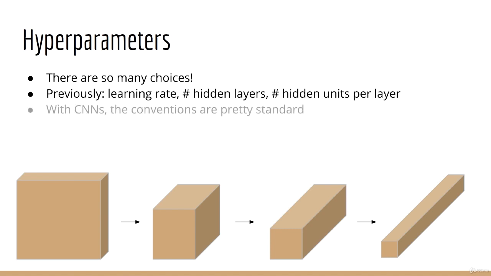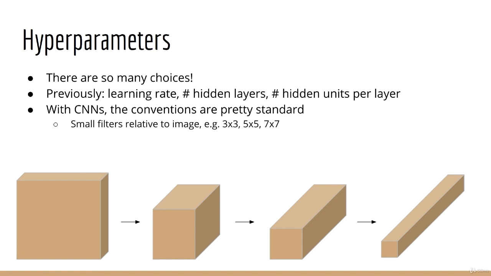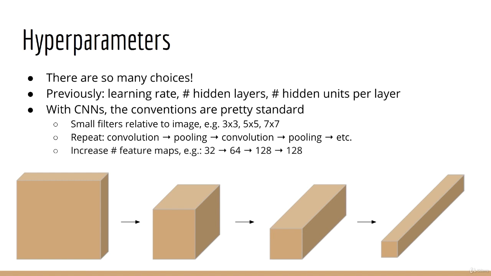But luckily, I think this is one instance where there's a general pattern that most people follow, so you're not going in completely blind. So stick with these guidelines, and you can be sure that you're at least doing things per accepted convention. That is, choosing small filters relative to the image, like 3x3, 5x5, or 7x7. Another guideline is to repeat the pattern, convolution followed by pooling. Another guideline is to increase the number of feature maps at each convolution. So you might start with 32, and then 64, then 128, and maybe 128 again.